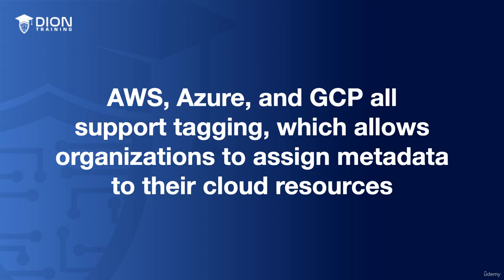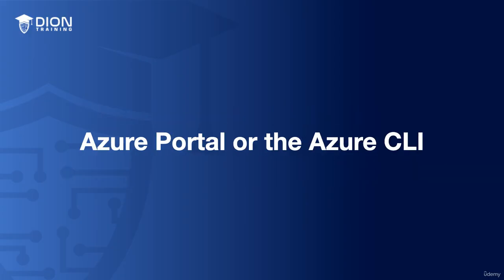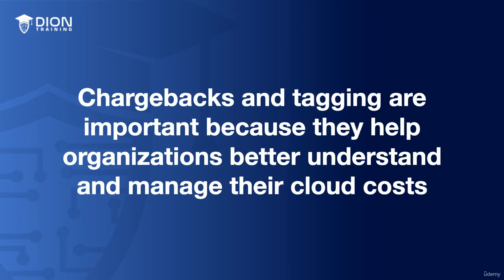AWS, Azure, and GCP all support tagging, which allows organizations to assign metadata to their cloud resources, such as virtual machines, storage, and data transfer. This metadata can be used to categorize and track the cost of each resource, which then can be used to allocate costs to specific departments or projects. In AWS, tags can be assigned to resources using the AWS Management Console or the AWS CLI. In Azure, tags can be assigned to resources using the Azure Portal. In GCP, tags can be assigned to resources using the GCP Console or the gcloud CLI.